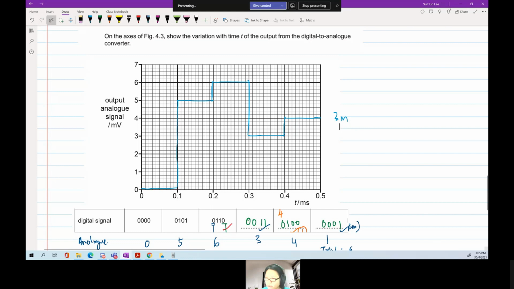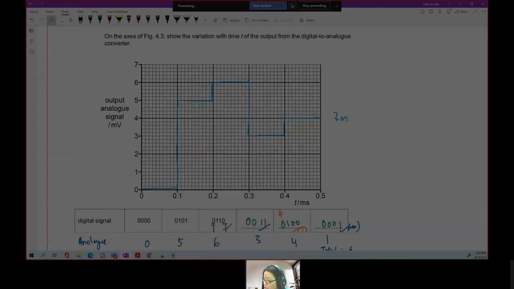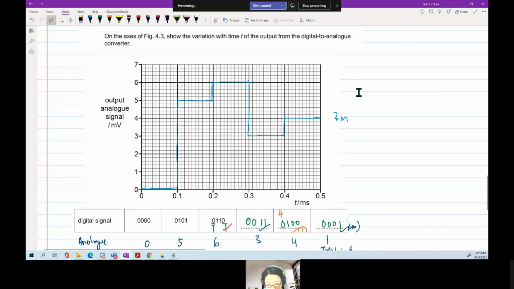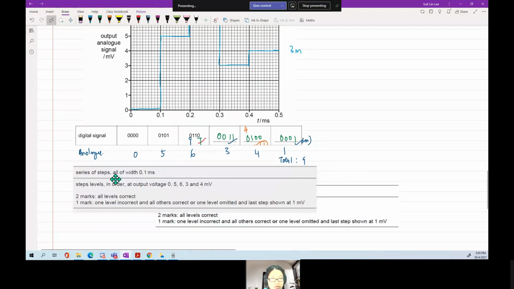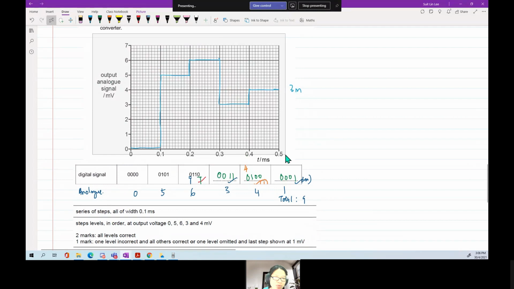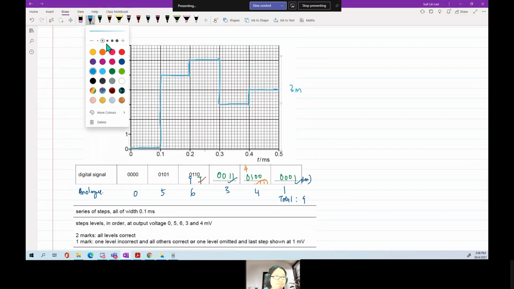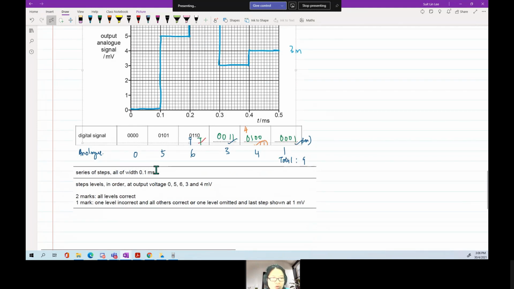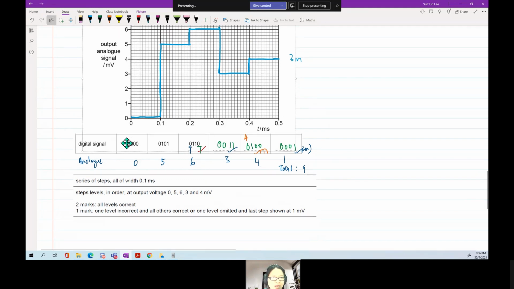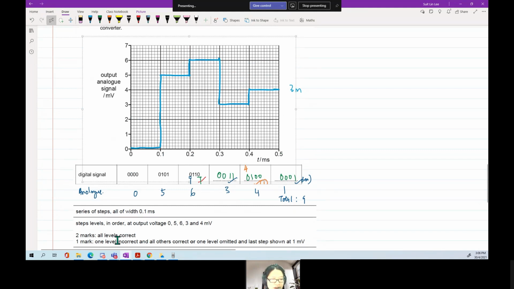Okay, so if you draw a bunch of steps with the right width, it's 1 mark. I'll show you the mark scheme now. So it's pretty good, this one. You don't really need to do much beyond just convert the data. Okay, so a series of steps, all of width 0.1 millisecond. The step levels in order of input are 0, 5, 6, 3, 4. Okay, if all levels are correct, you get 2 marks. If one of the levels is not correct, or one of the levels is missing, or for no known reason you show 1 millivolt (there should be no 1 millivolt in your graph), then you will get 1 mark.